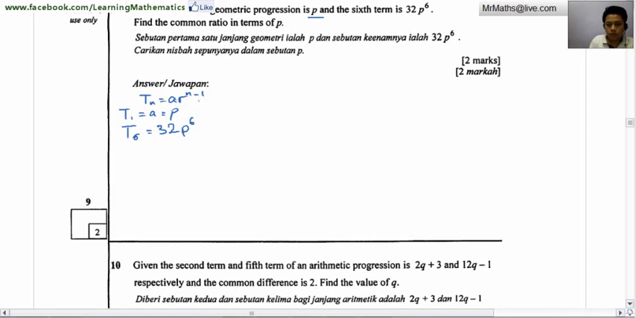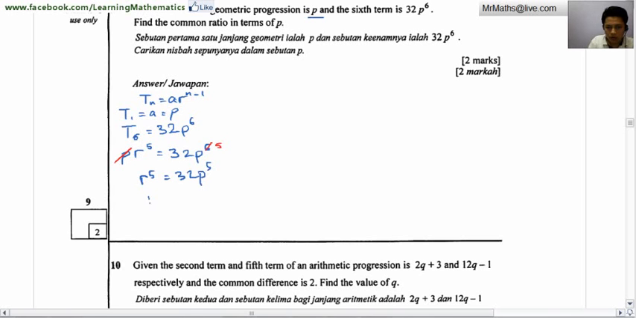So if we put the formula here, then T6 is p r to the power of n minus 1, then 6 minus 1 becomes 5, is equal to 32p to the power 6. Okay, then we can cut out the p. Oh, hold on, this is not 2, let me get that corrected, this is 32p raised to 6. Okay, then we cut out this and it becomes 5. Okay, so r to the power 5 is equal to 32p raised to the power 5.